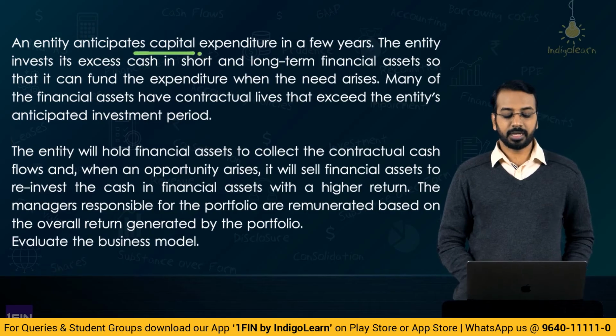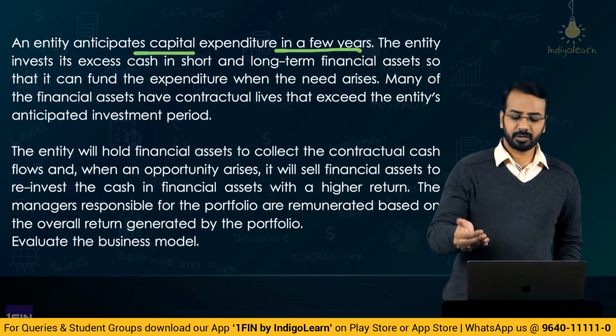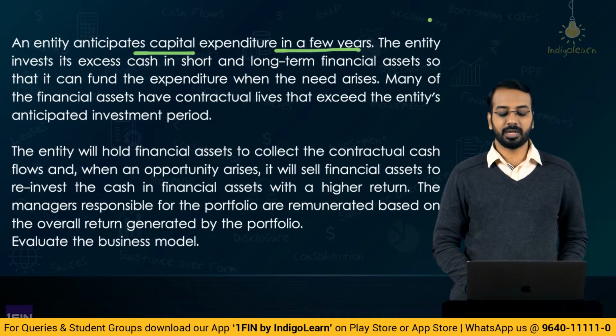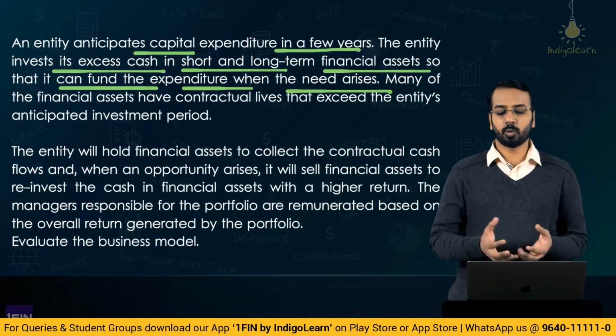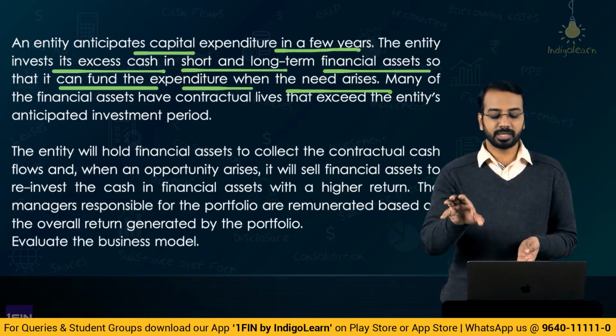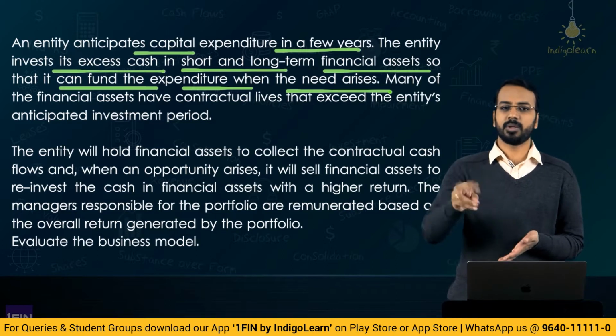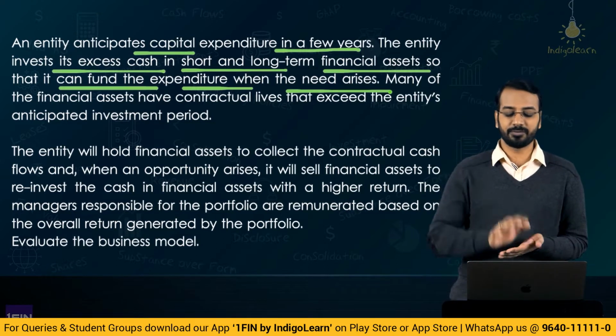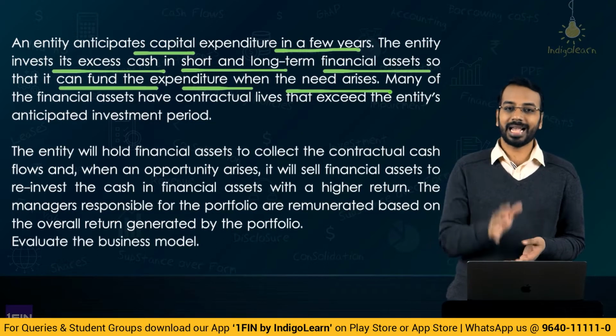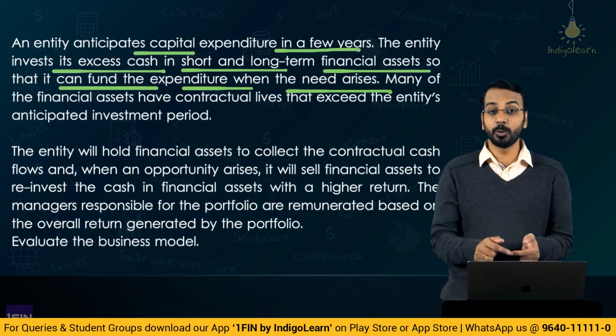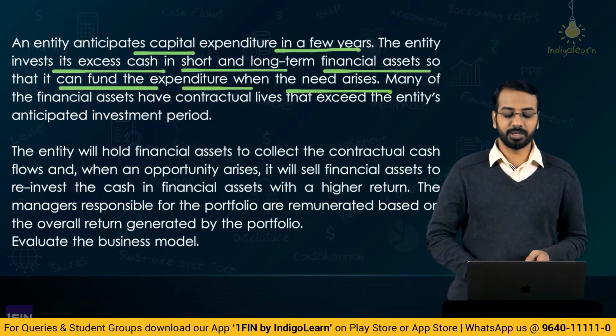Let's have a look at another question. An entity anticipates capital expenditure in a few years. So after some period of time, they need money to spend on capital expenditure. The entity invests its excess cash in short and long-term financial assets so that it can fund the expenditure when the need arises. So whatever surplus cash they have, they put in short-term and long-term financial assets, maybe investment in bonds or FDs and all of that. And the cash flows from these financial assets will be used to fund the capital expenditure.